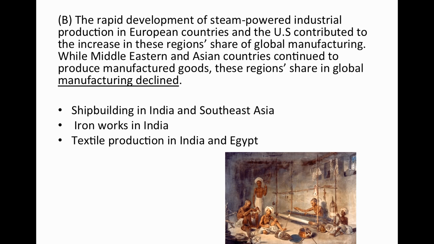Subconcept B, very important here. I would definitely remember this concept. It's very possible I've seen it on past tests. So basically, subconcept B states the rapid development of steam-powered industrial production in European countries and the U.S. contributed to the increase in these regions' share of global manufacturing, while Middle Eastern and Asian countries continued to produce manufactured goods. These regions' share in global manufacturing declined.